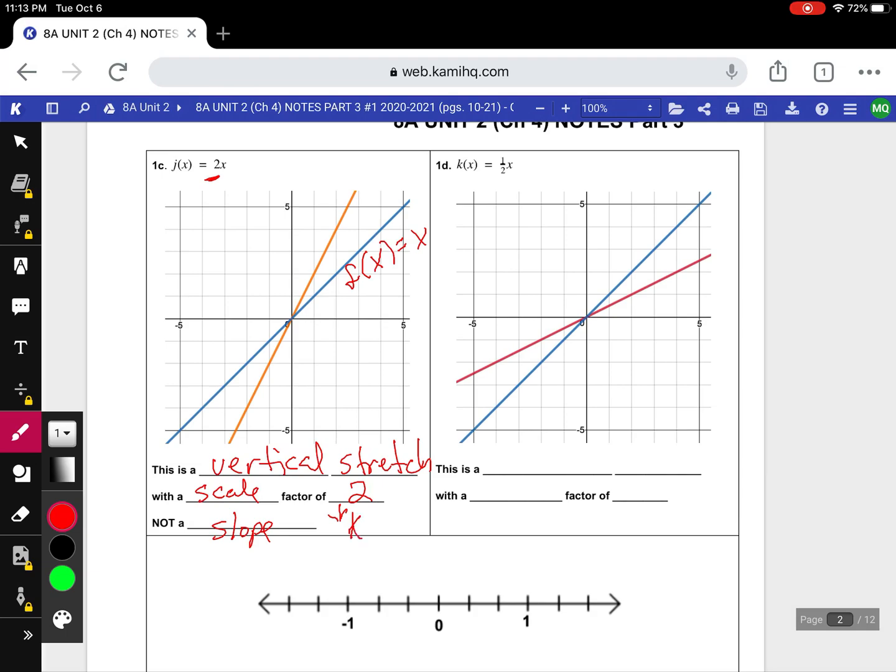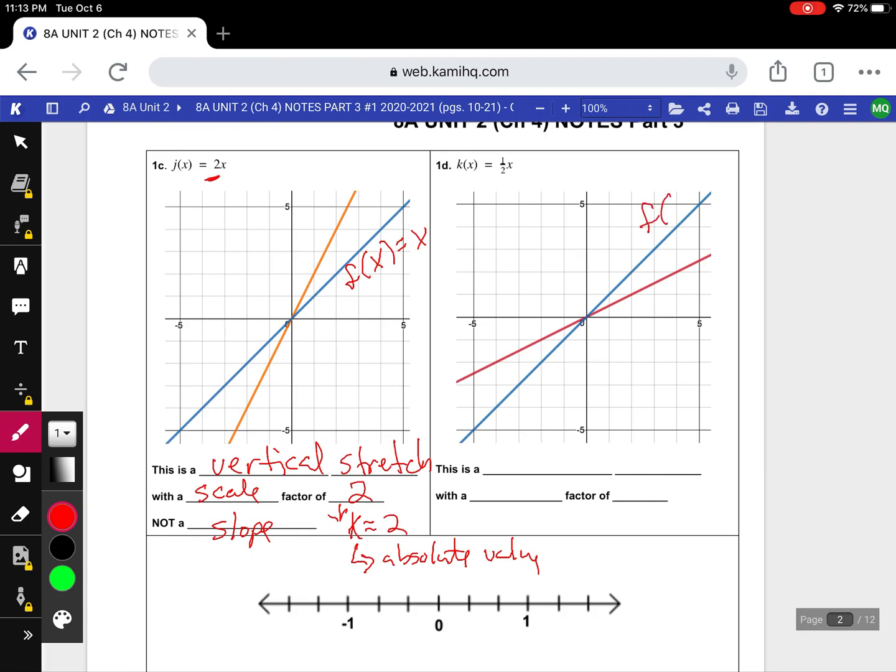A lot of times when you hear me say scale factor, I'm going to say a k value of 2. That's the same as a scale factor. And I want to make sure you always know that it's also the absolute value. So if you had f of x equals negative 2x, it would still be a scale factor of 2, because we take the absolute value of that.